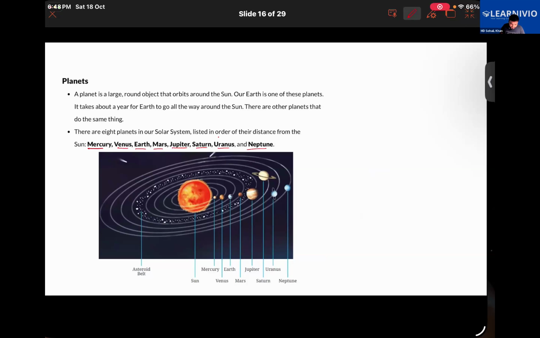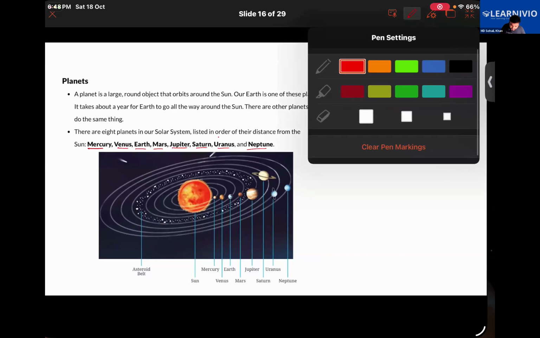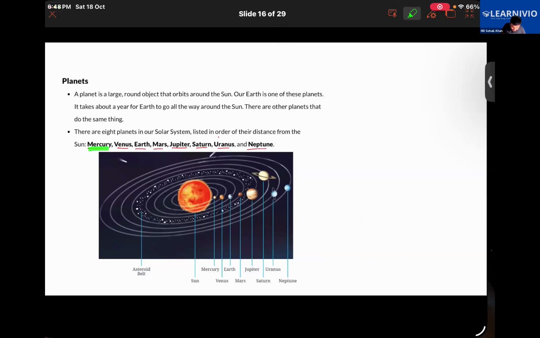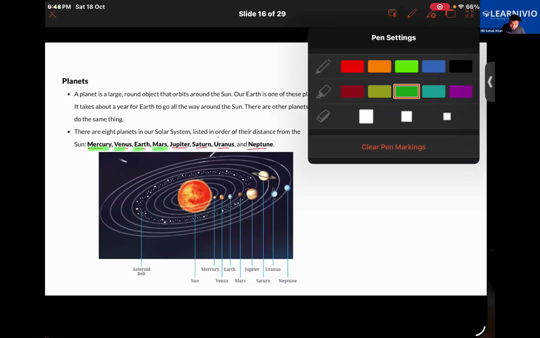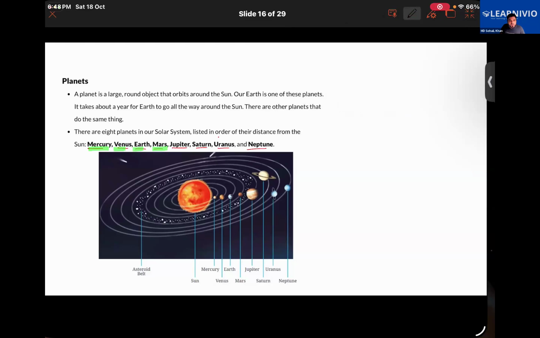Okay. Now, the 4 closest planets, the ones I'm going to highlight here: Mercury, Venus, Earth, and Mars. These are smaller, but they have solid surfaces. They are covered with rocks and soil. So we call them rocky planets.